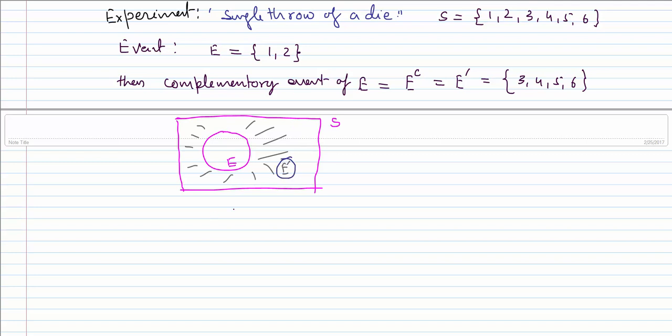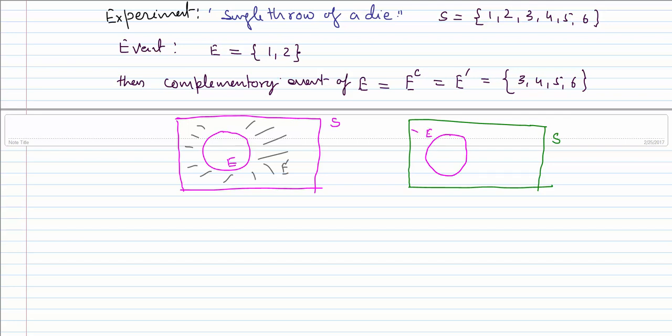E complement. Event E and E complemented event. Then what we will have? We will have sample space S and then event E. E will contain 1 and 2 element. So put it here 1 comma 2 and its complementary event will contain 3, 4, 5, 6.